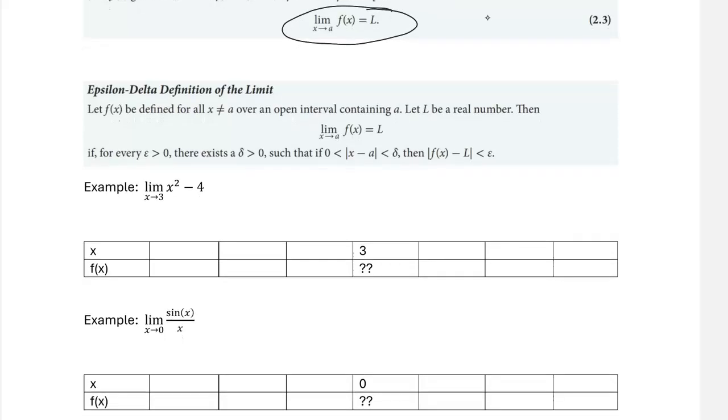The formal definition for a limit is based on the idea of distances, and they're going to introduce this as epsilon and delta. So the formal definition says for every epsilon greater than 0, there exists a delta greater than 0, such that if 0 is less than the absolute value of x minus a is less than delta, then the absolute value of f of x minus L is less than epsilon. So here's what this definition is really trying to say. Epsilon and delta are distances. Delta is going to be an x distance, whereas epsilon is going to be a y distance.